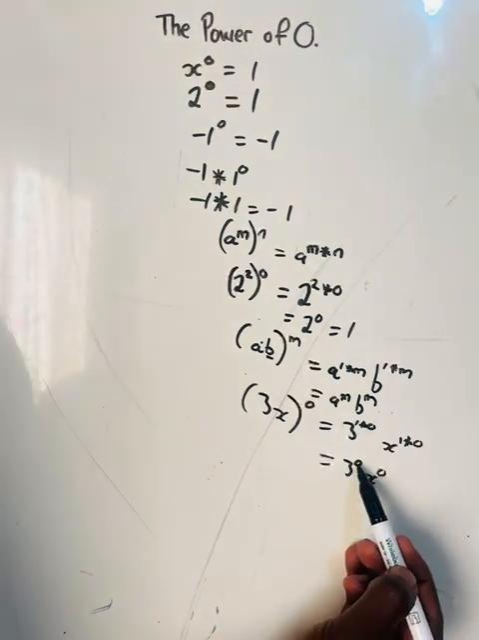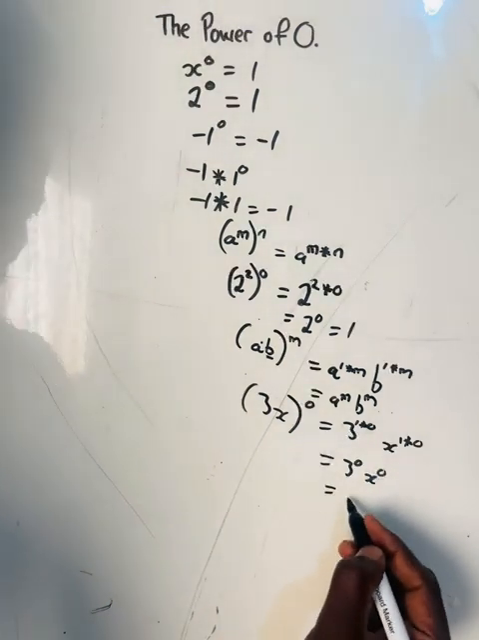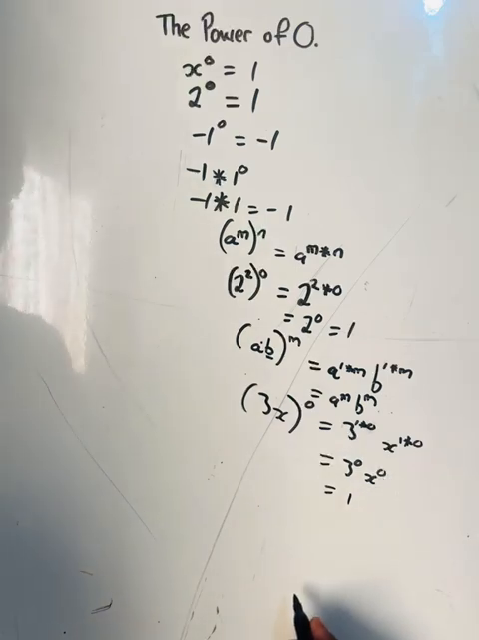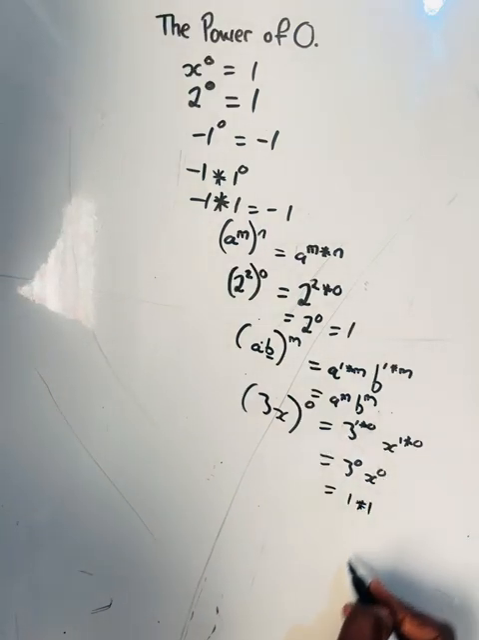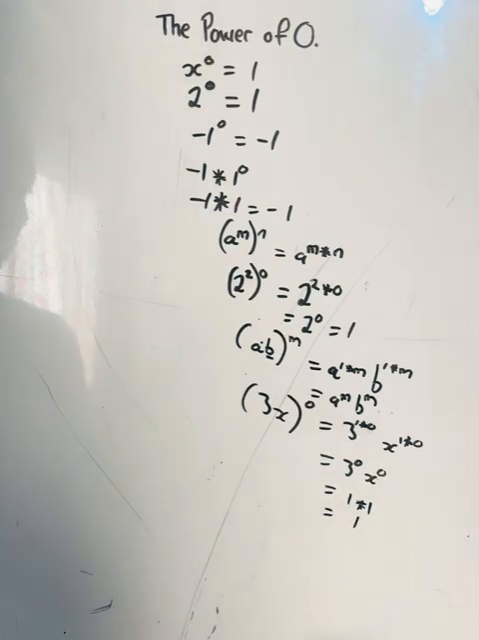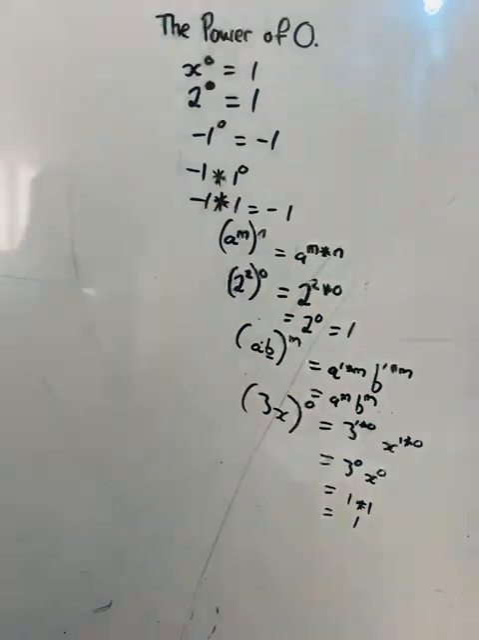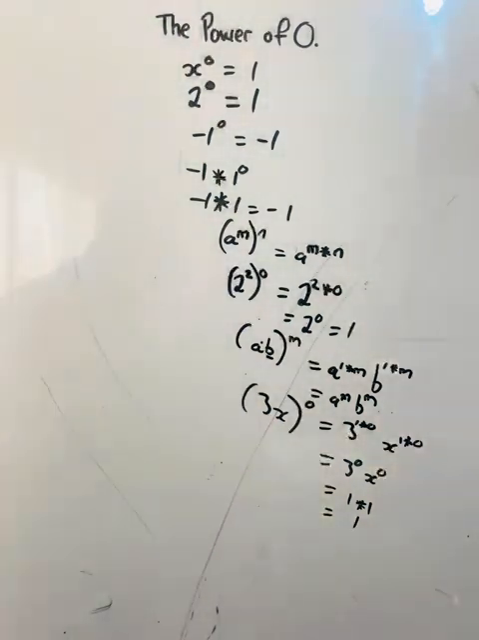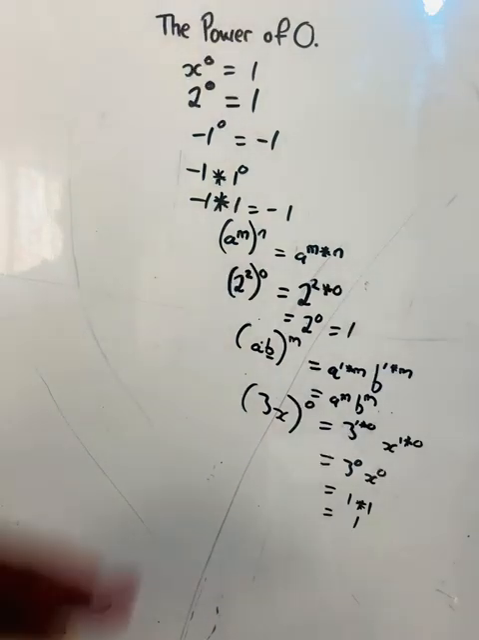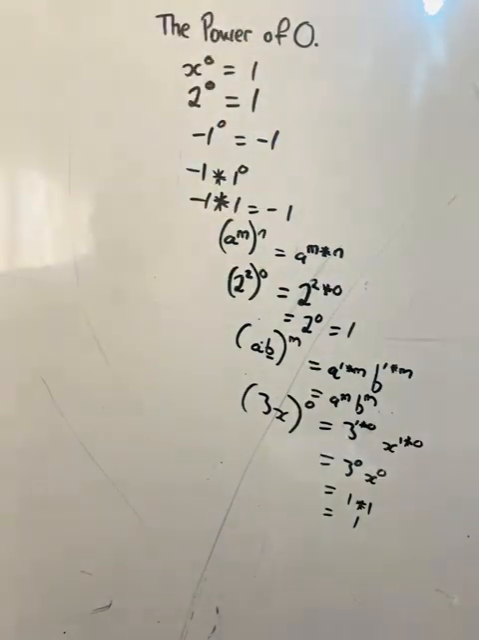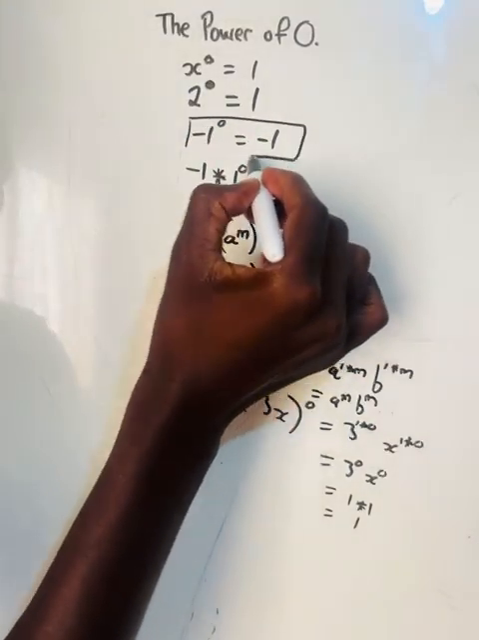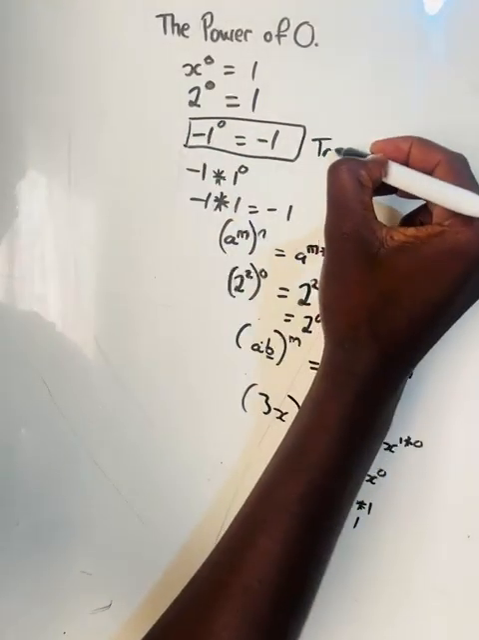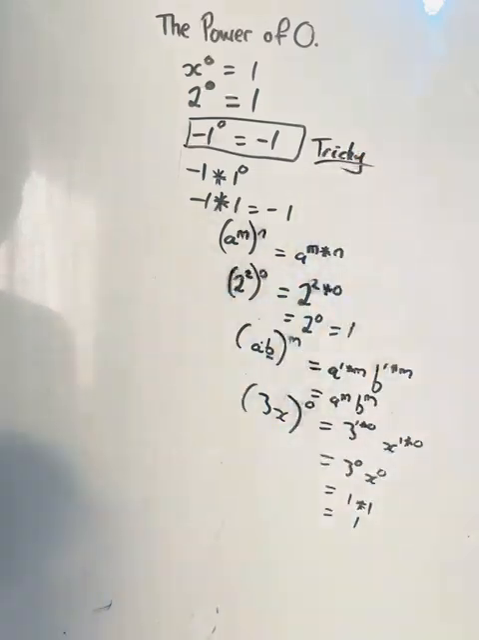And we know 3 to the power 0 gives us what? It gives us 1. x to the power 0 gives us what? 1. These two multiply each other. So we've got 1 multiplied by 1. And 1 multiplied by 1, what is the answer? It is equal to 1. So this is how you deal with the power of 0. And the tricky situation was here. This is the only tricky part when you are dealing with the power of 0.